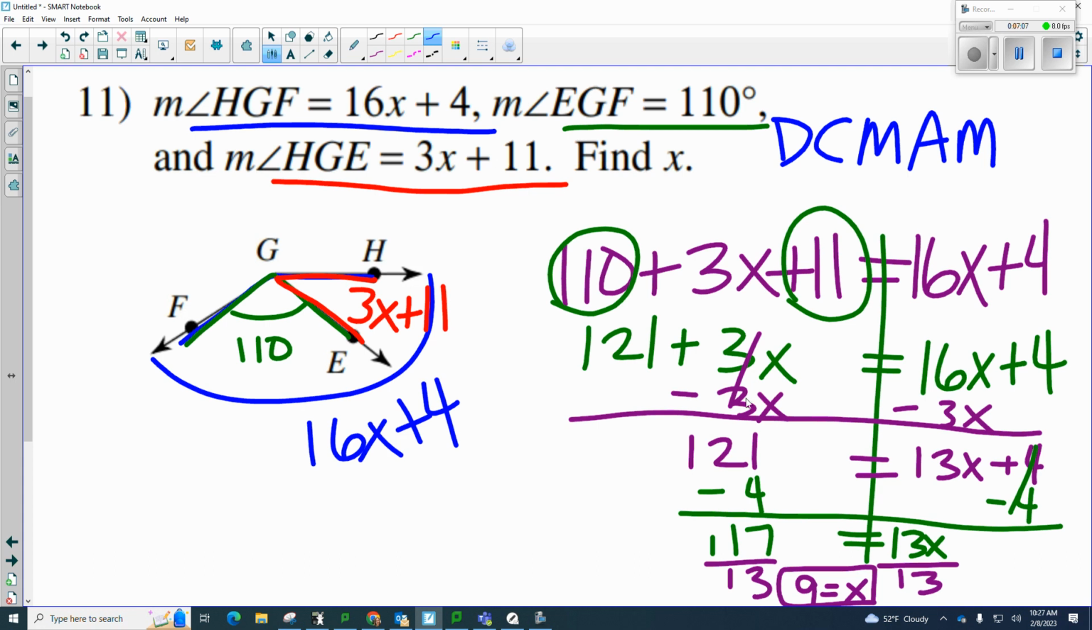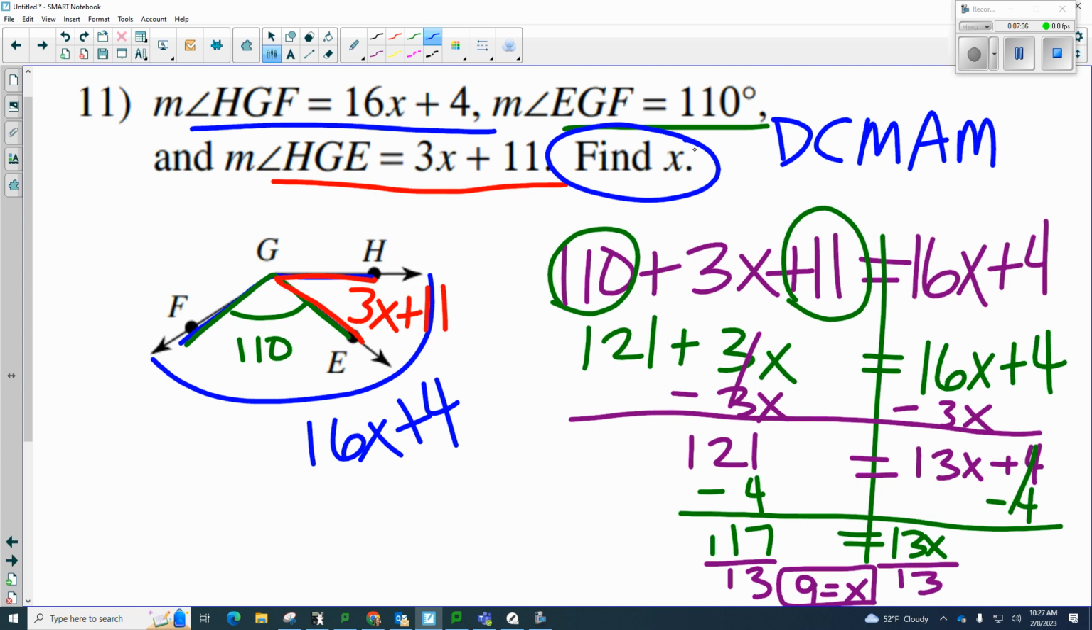Move the variable. See, I'm moving the 3x. I did the opposite here to get it to cancel out. So I subtracted 3x from both sides. Undo addition and subtraction. I had plus 4, so we did minus 4 on both sides. And then midnight was multiply or divide. We had multiply, so we had to divide both sides by 13, and I got x equals 9. Okay, if you look back up at the question, it said to find x, so we're done.